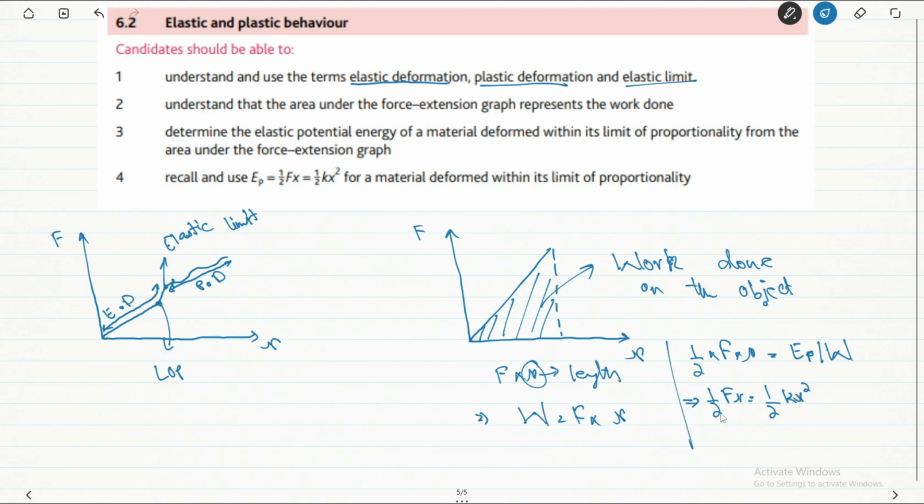And this is derived from the formula. Look here, f is equal to kx, right? So this is just basically f is equal to kx, putting it here. So this becomes 1/2 kx squared. So these are the formulas of elastic potential energies right here.